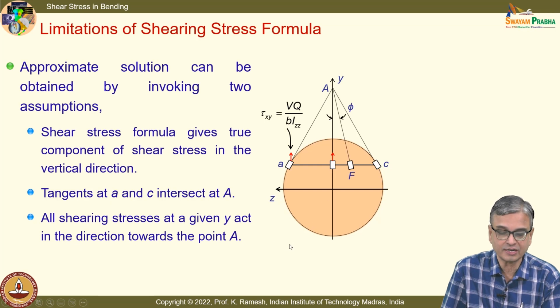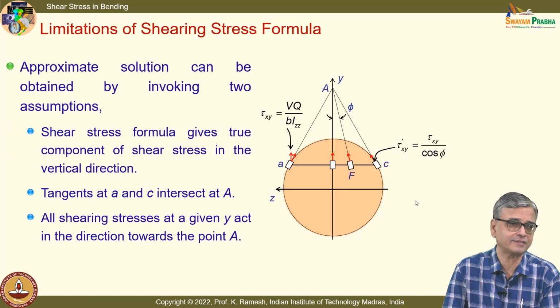So, this is the approximation that you make. Instead of taking the value you get from your shear stress formula, you take the value that is tangential to that, and you say that is tau prime xy equal to tau xy cos phi. So, it is an approximation.